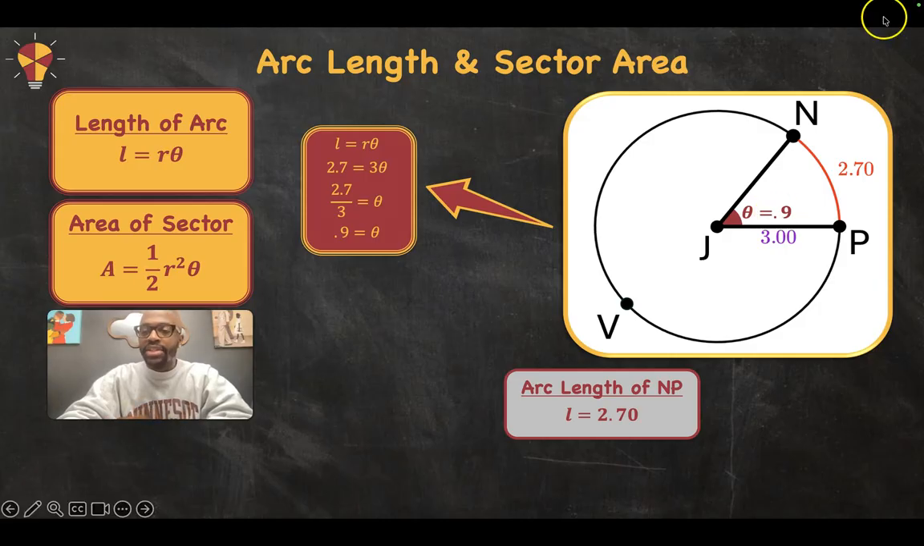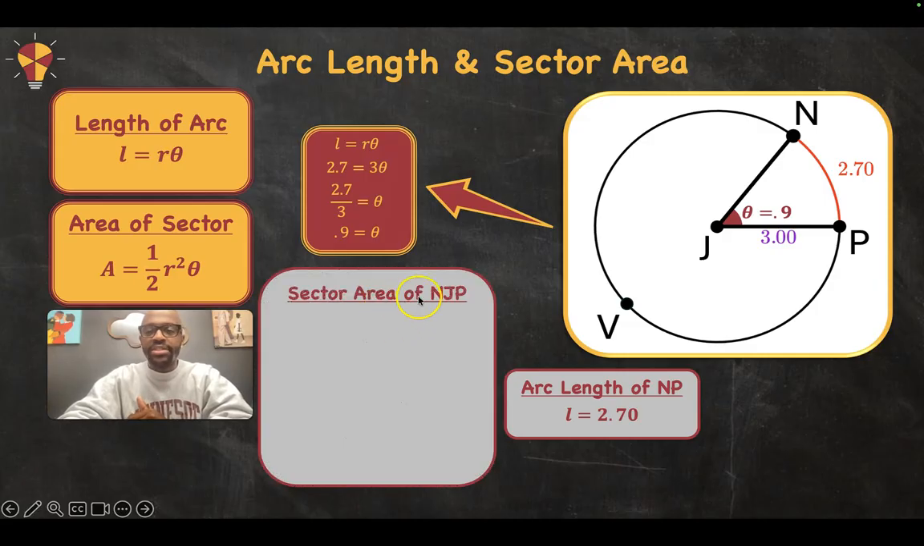All right. So if this angle is 0.9 radians, I would take 6.28 and subtract 0.9 to get this angle here, which we'll use later on. So first, let's go ahead and find the sector area of NJP. We're looking for this sector area here. The sector area formula is 1/2 times the radius squared times theta. We know what the radius is and we know what theta is. So we just go ahead and evaluate.